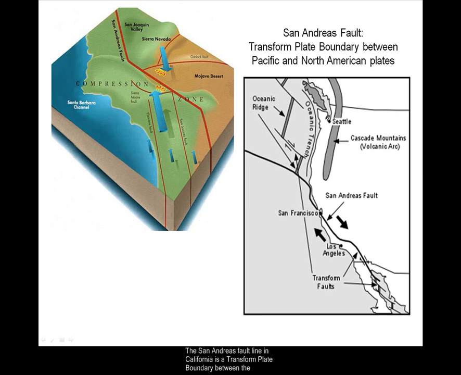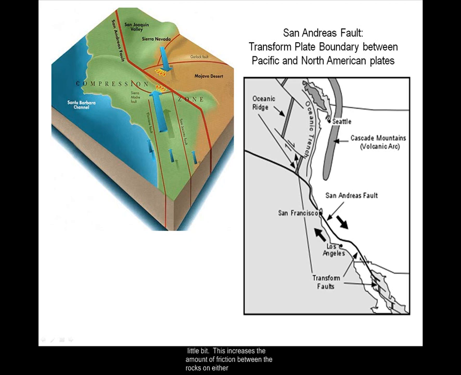The San Andreas Fault Line in California is a transform plate boundary between the Pacific Plate and the North American Plate. Everything to the west of it sits on the oceanic Pacific Plate, including all of coastal Southern California. This fault line is especially dangerous near Los Angeles because of the Big Bend, or compression zone, where the fault line curves north of the city.